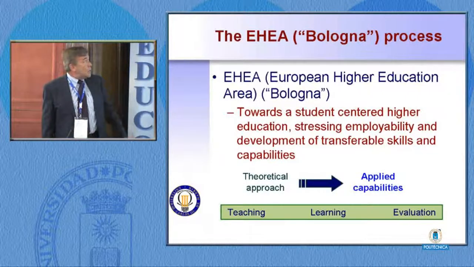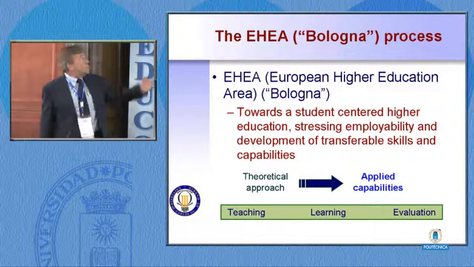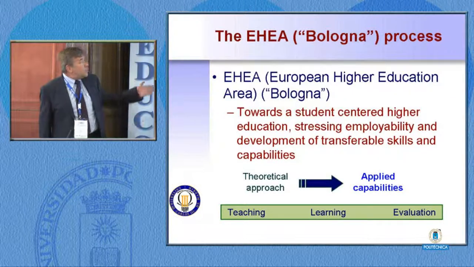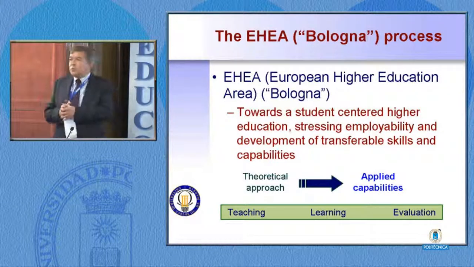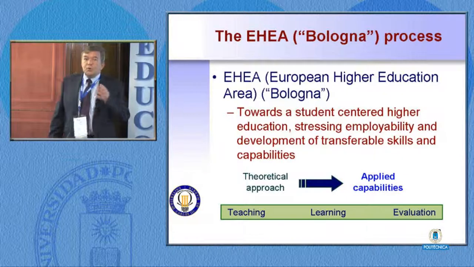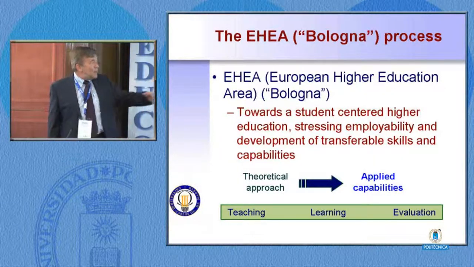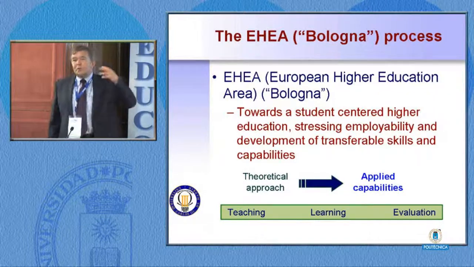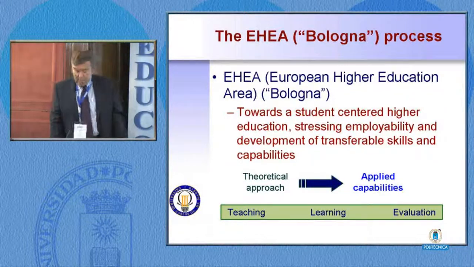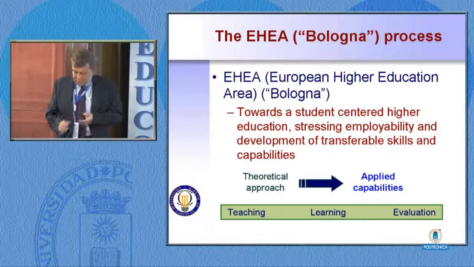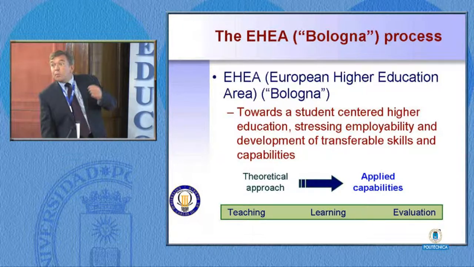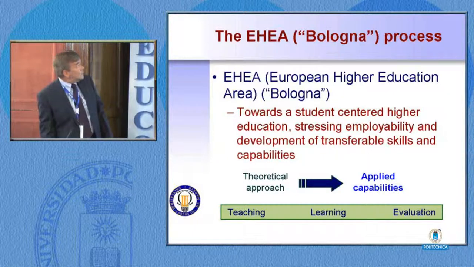I guess you are all familiar with the Bologna or European higher education area approach. Those are some of the objectives. It tries to foster a shift from a more theoretical, traditional approach to education to more applied capabilities, continuous evaluation, active learning, these types of things, at the same time as fostering commonality among the programs in the various universities in Europe so as to promote things such as mobility, comparability, things like that.